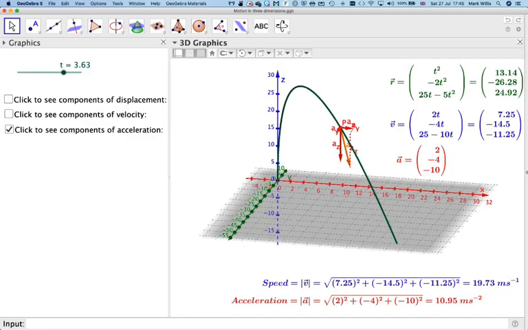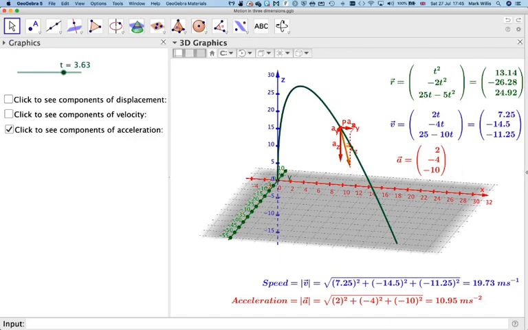In order to find the actual speed from the velocity, all you need to do is find the magnitude of the vector like you did before. Be careful with the minus signs. And if you want to find the acceleration, all you need to do is find the magnitude of the acceleration. The acceleration in this case is constant throughout.